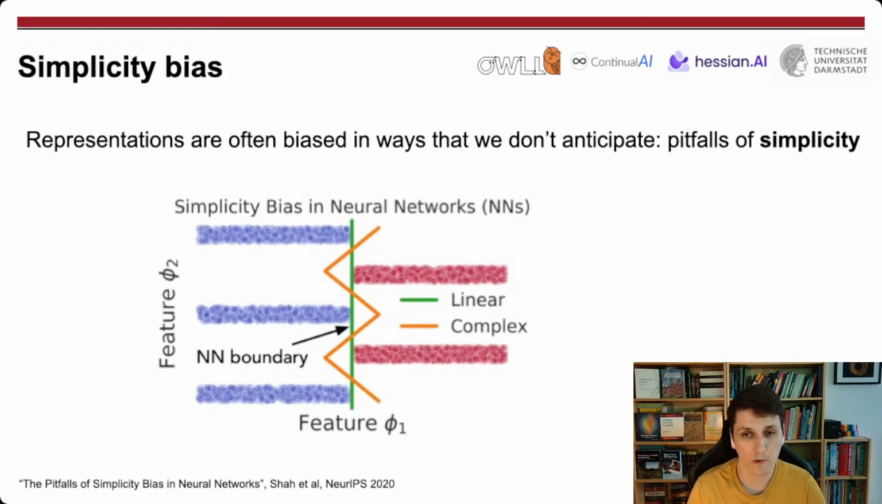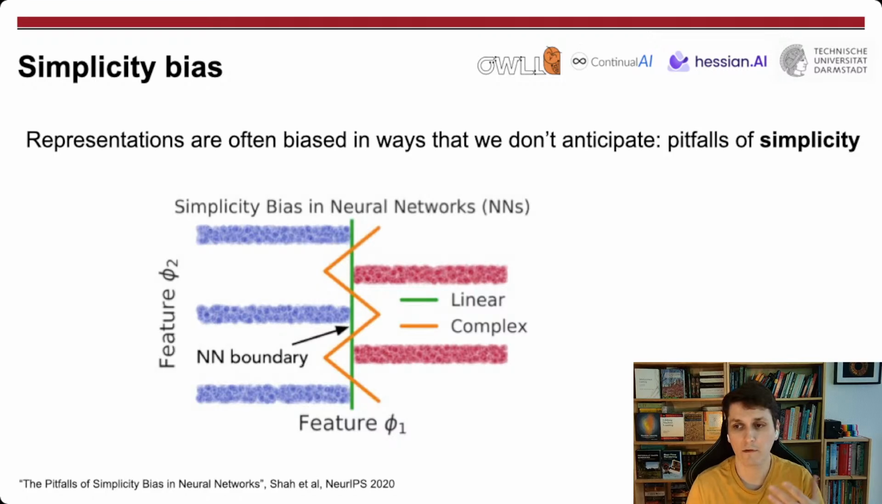So in this example, what we see is there are two features on the x and y axis, and the data consists of these blue and red blobs that look like bars. So it's almost like a checkerboard pattern. What the neural network seems to learn is this green boundary. It's this linear green boundary, which is very simple. And surprisingly, this actually only requires one of the two features to arrive at the decision.